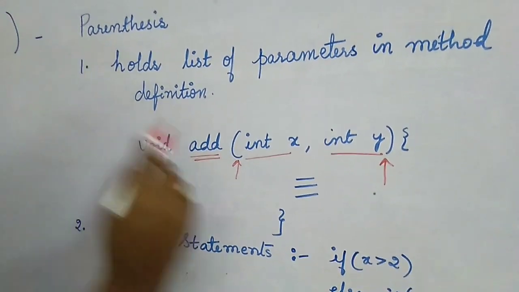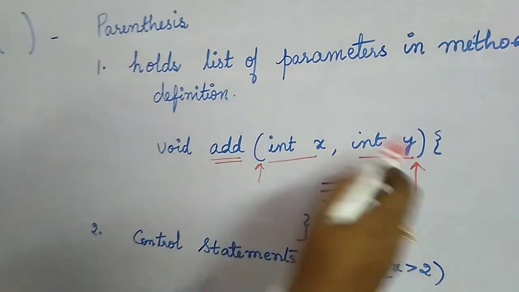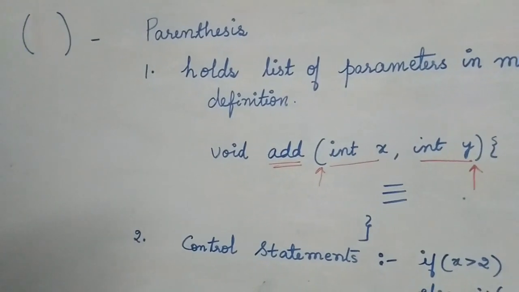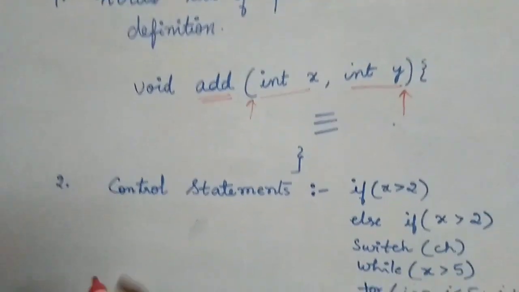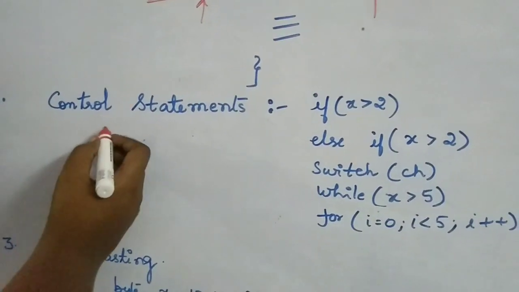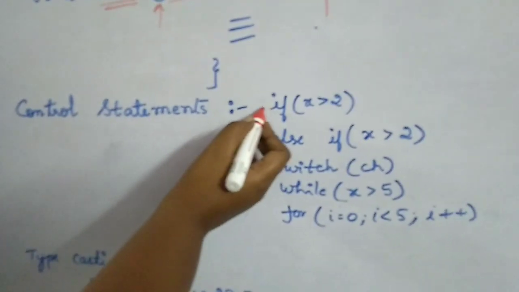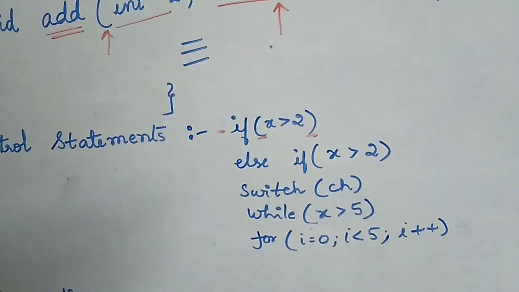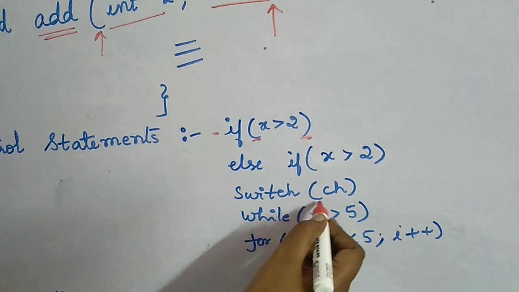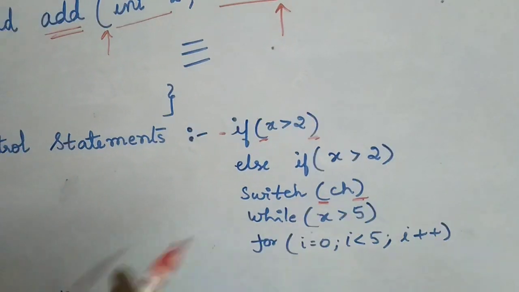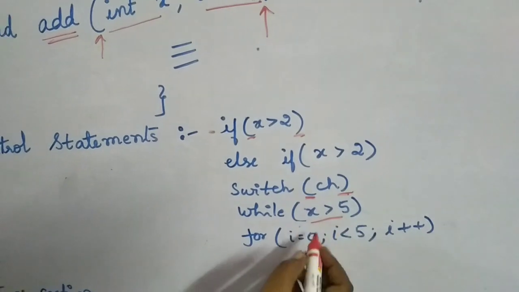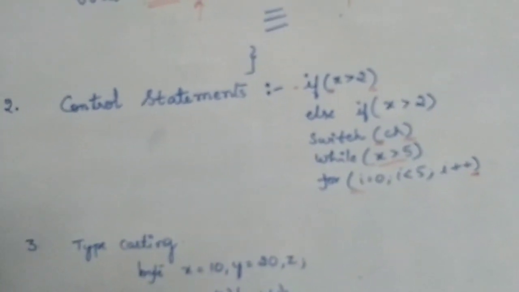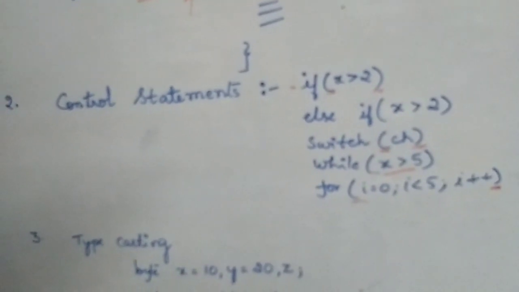So one of the purposes of this parenthesis is to hold the parameters in a method definition. The second purpose of the parenthesis is that they are used in control statements. Like in if, you can write your condition inside this parenthesis, and for switch you can pass the argument inside it, and for while your condition can be mentioned inside this parenthesis, and for loop also. So we can use parenthesis in control statements.